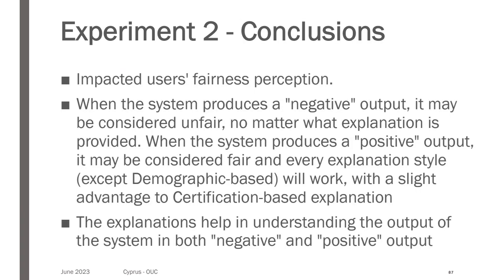So the conclusions we already discussed. When there is a negative, the system is considered to be unfair, and explanations help in understanding in general. So these are the two main results in this type of study. When the result is negative, people are suspicious. When the results are positive, they are quite happy. Explanations do help and make an impact, but the situation may also be different.